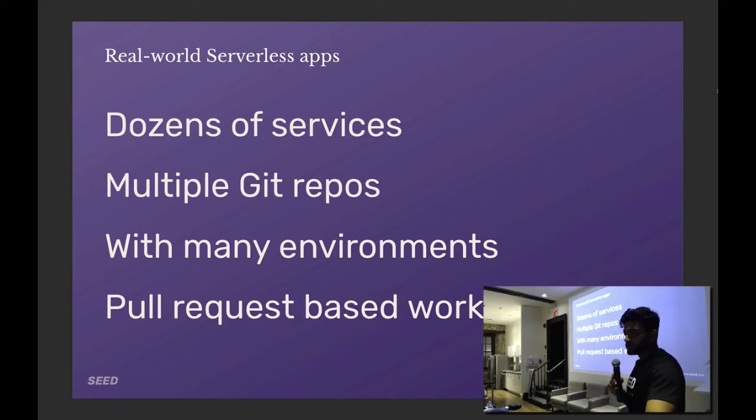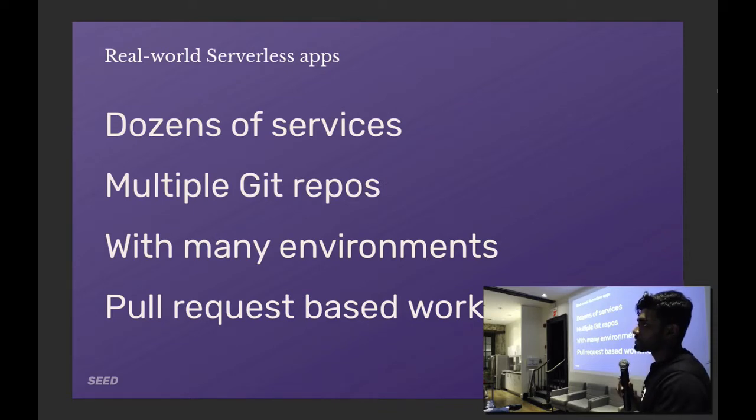Most real-world serverless applications that we find have dozens of services, if not 30, 40, 50 services. Again, this is based on the microservice architecture. They are usually split up into multiple GitHub repositories. They've got multiple environments, which is obvious, but they're also deployed into their own AWS accounts. Again, this is something that Mike touched on in his previous talk, and we'll go into a little more detail about that.